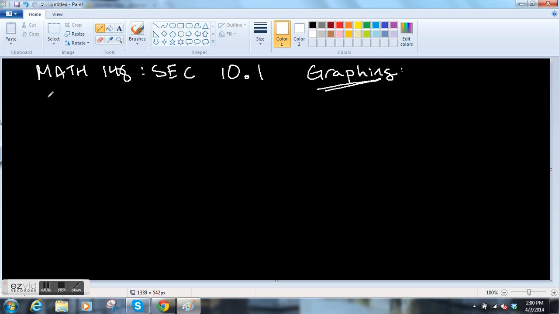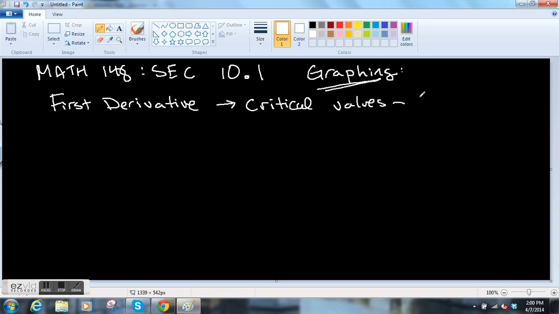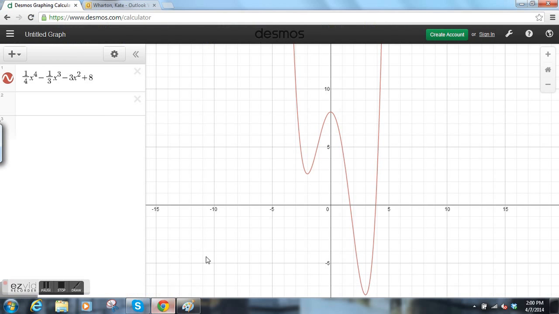So in section 10.1 we are using the first derivative to find what the book calls the critical values, which are really the maximum and minimum. So we're going to use the first derivative to find critical values, and then we are going to learn whether these critical values decide if they are a relative maximum or a relative minimum. Now what this is trying to say is fairly intuitive if you have a graph.